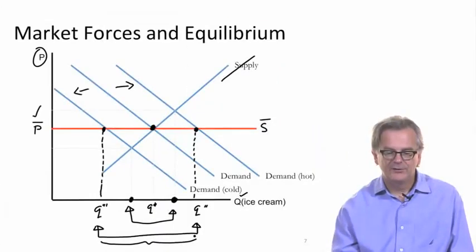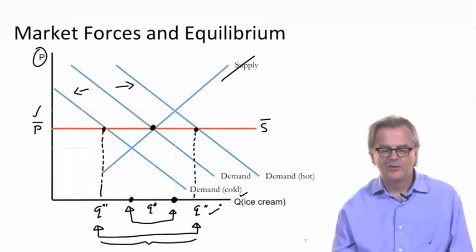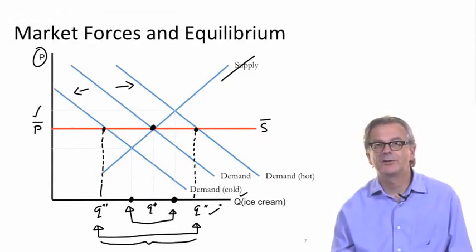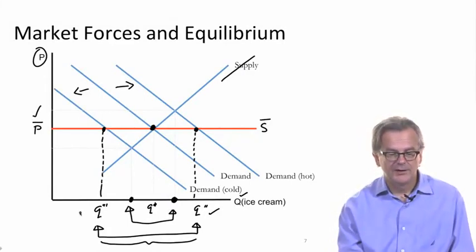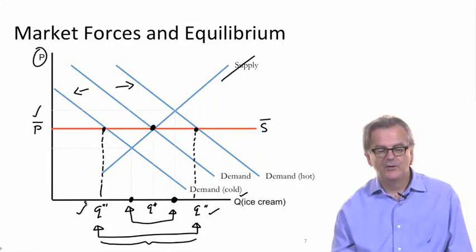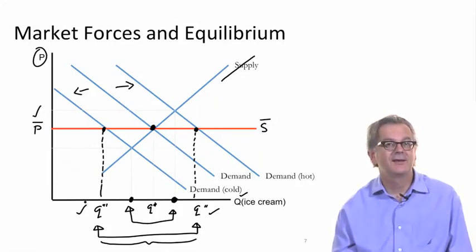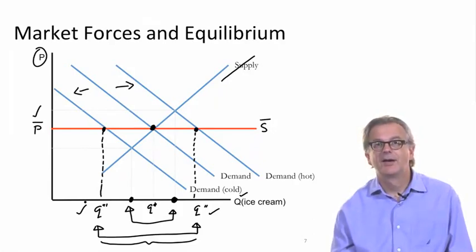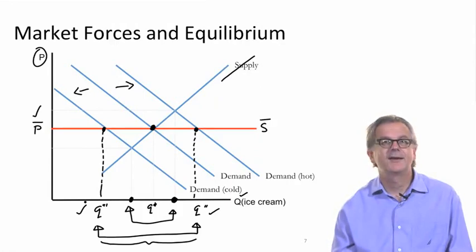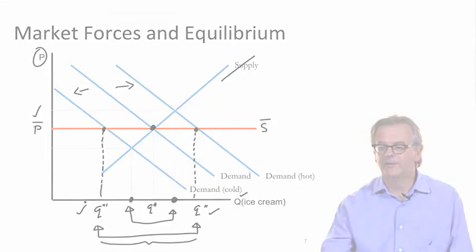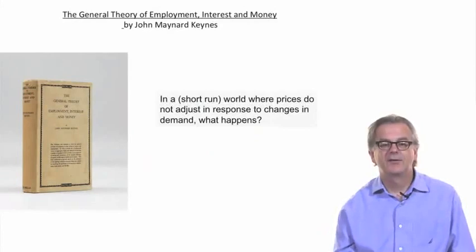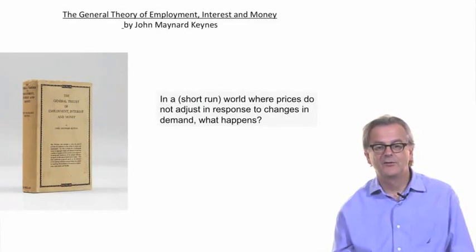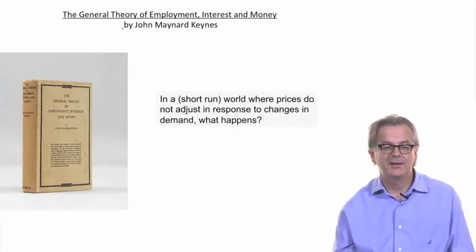And what did the ice cream seller have to do when the quantity response was very large and positive? The ice cream seller had to take on more staff. What did the ice cream seller have to do when the quantity response was large but negative? The ice cream seller laid off some staff. And that is a story we can easily translate into the macroeconomic space, and that is, in fact, what John Maynard Keynes was interested in exploring in his General Theory of Employment, Interest and Money.